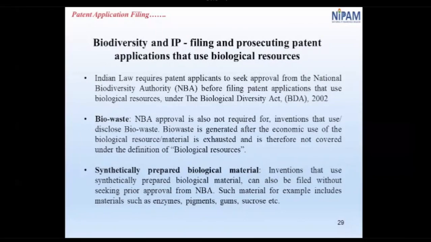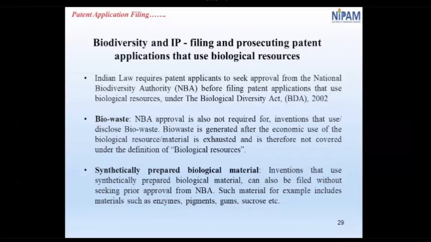This is the last point, and I think this is the last statutory requirement related to biological resources. That means if you are using any biological resources that are available in India, or that you procured from India, you need to take permission from NBA, the National Biodiversity Authority. So you have to apply before NBA, and then NBA will give the permission. This is an NBA mandate.